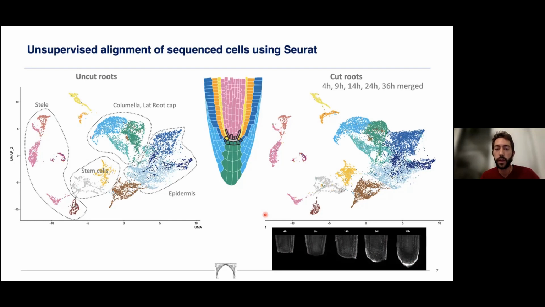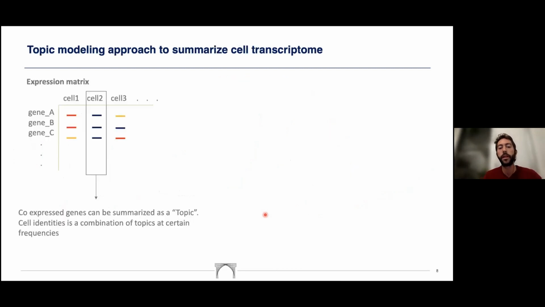So to do so, we went for a topic modeling approach, and I'm going to summarize that very quickly. I hope it will be easy to understand. Basically, you start with an expression matrix where all your cells are in columns, and then you have all the genes. Topic modeling is an algorithm that will identify co-expressed genes and summarize them as a topic. Under a topic, you have a few dozen, sometimes 100 genes that are co-expressed in a group of cells. You can then summarize the transcriptome of a cell by a combination of topics at certain frequencies.